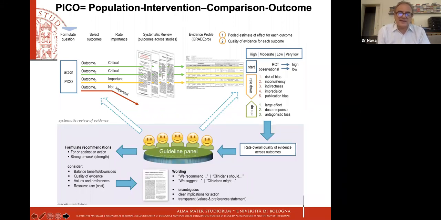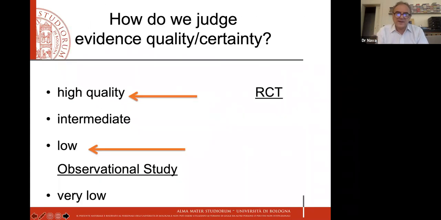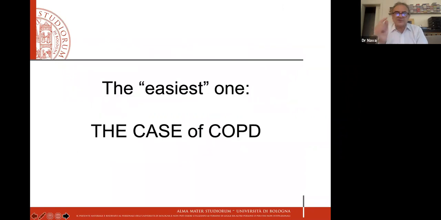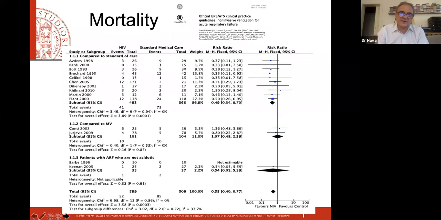And then all this material came back to the guideline panel that we joined together 3 or 4 times, and finally we formulated the recommendations. I will come back once more to what we mean by recommendation. But first, I want to start with the easiest case, the application of NIV in acute respiratory failure due to COPD exacerbation. You can call it, conversely, acute hypercapnic respiratory failure.